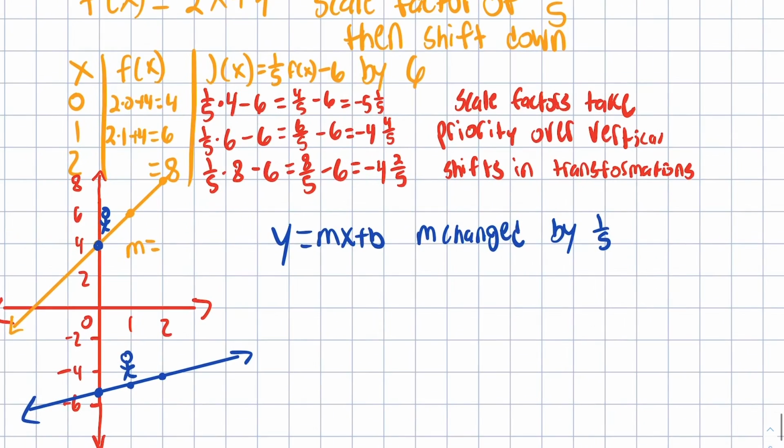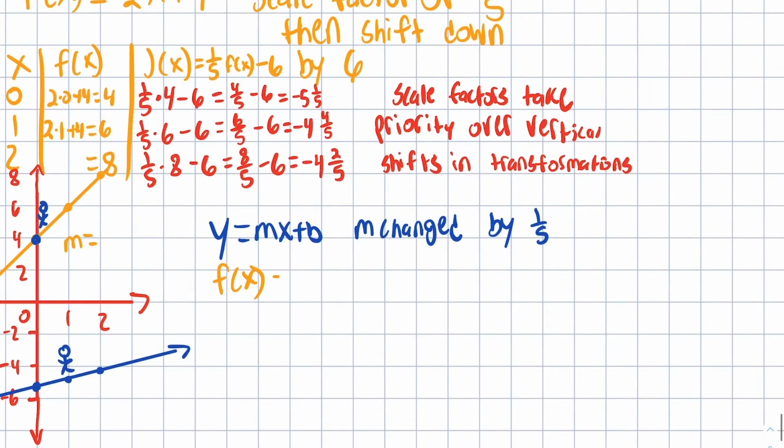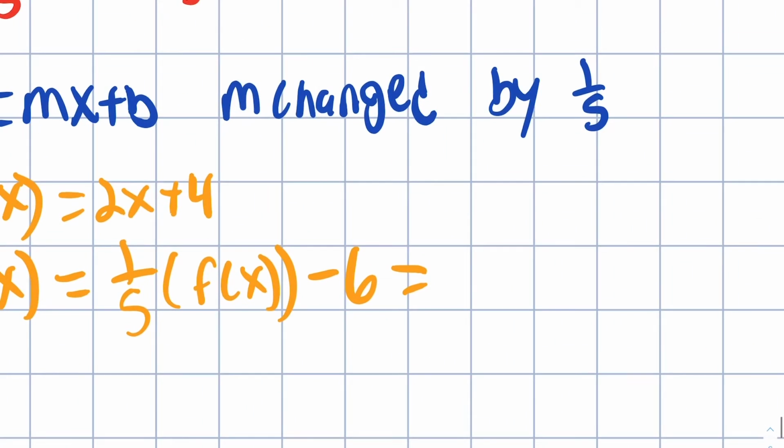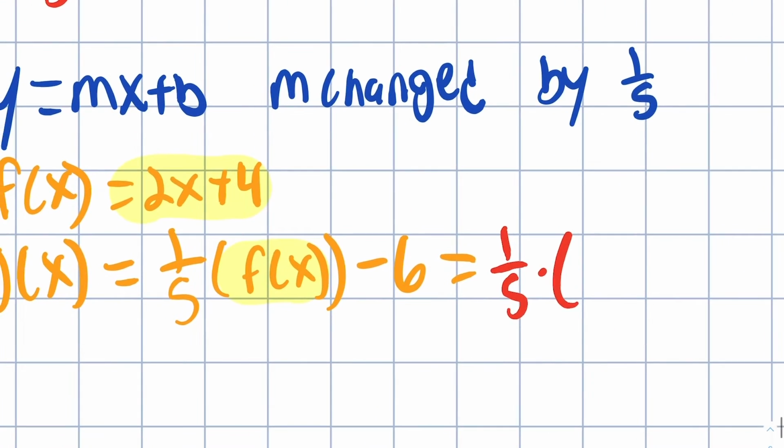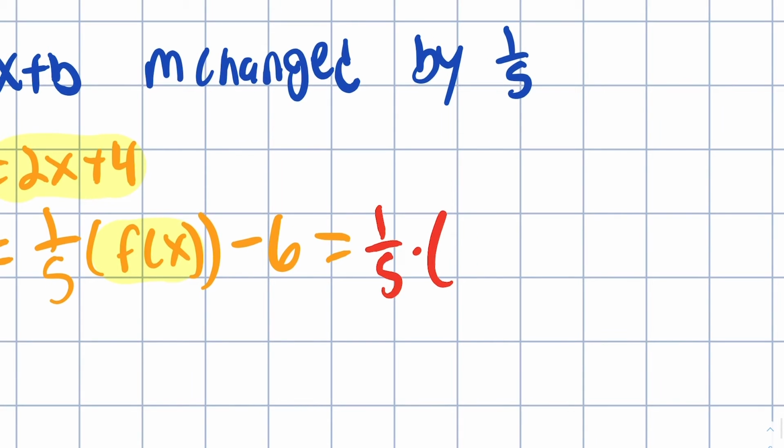We already know the original function was f of x equals 2x plus 4. And then j of x was 1/5 of f of x minus 6. So let's just do some substitution. We're going to take that and put it all right there. And I'll use a different color for it. So 1/5 times, we're going to take that 2x plus 4 and just put it in for f of x. 2x plus 4 is going to go right where f of x was. Then we're going to put the minus 6.